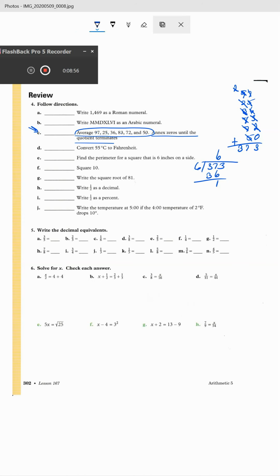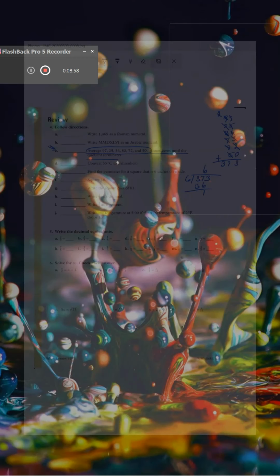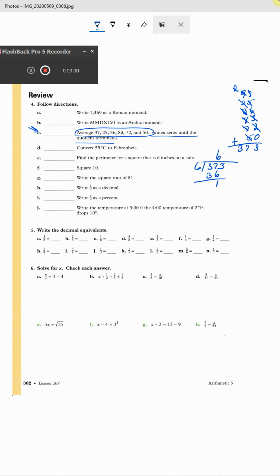Yes. Okay, so I must be doing all right. I just want to make sure. All right, and then bring down the 3. 6 goes into 13 twice. That's 12, and I have 1 as a remainder.